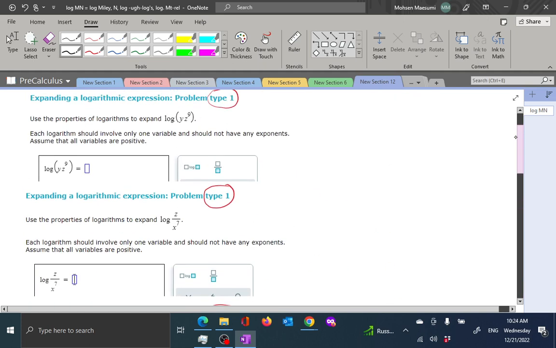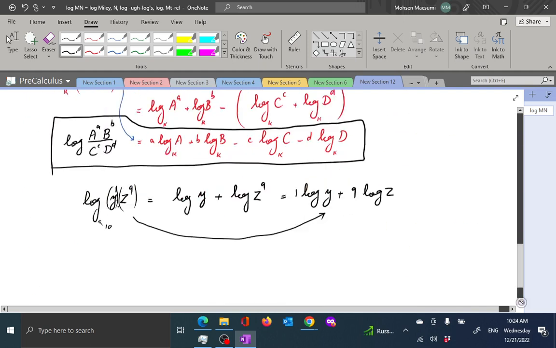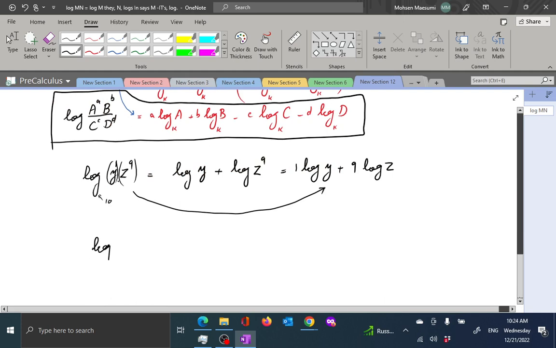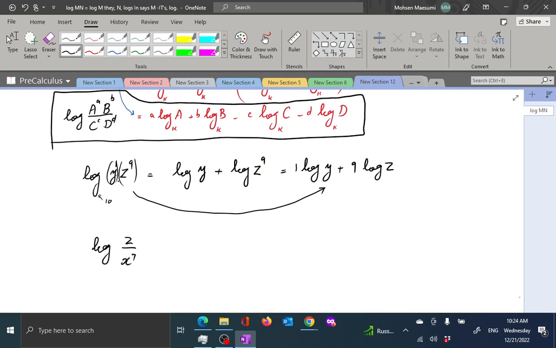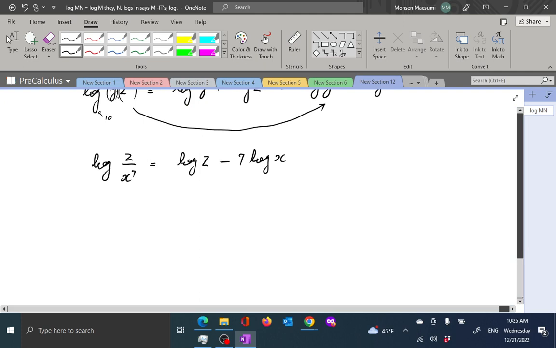That was quick. Next, what if you have a ratio, z over x^7? So logarithm of z over x^7. Again, we understand this is in base 10. Let's be quick here. Numerator, I have just z. Denominator, I have to subtract, and 7 comes in front of logarithm of x. So that's all there is to it. Important thing is to avoid a very common mistake.